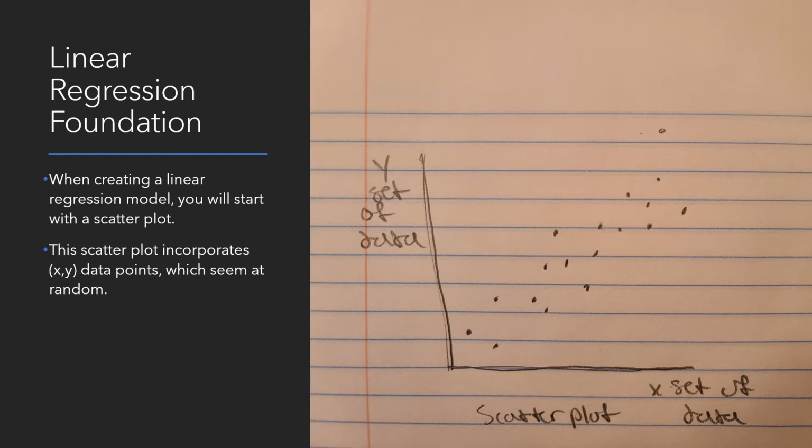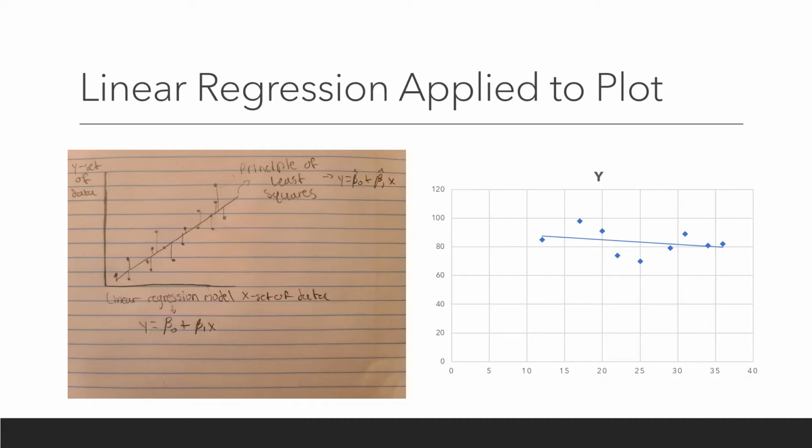And linear regression requires a foundation, and that foundation is a scatter plot. Like I mentioned, you need x, y data points plotted out on a graph in order to apply a linear regression line. Once you do that, you should get something like this. Now, the one on the left is an example of a good linear regression model, and the one on the right is an example of a bad one, and I'll explain why in the next slide.